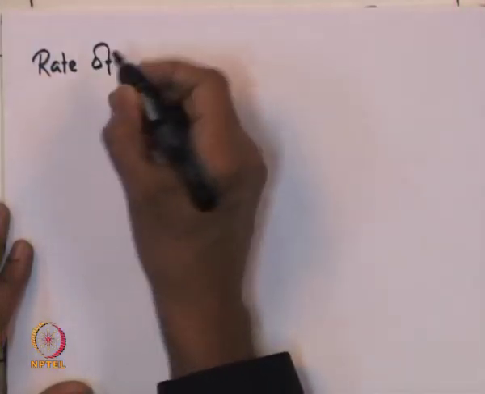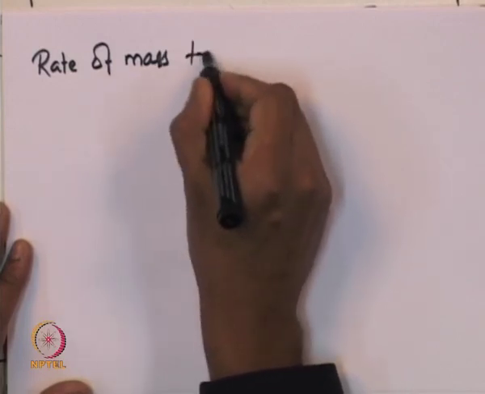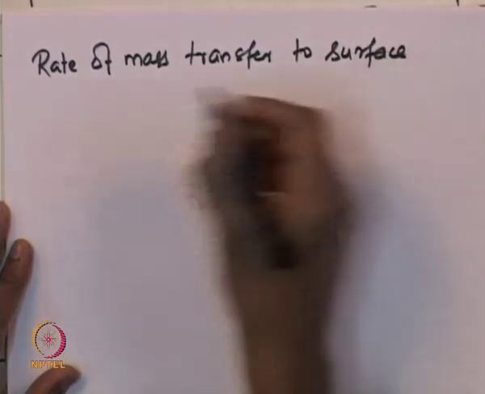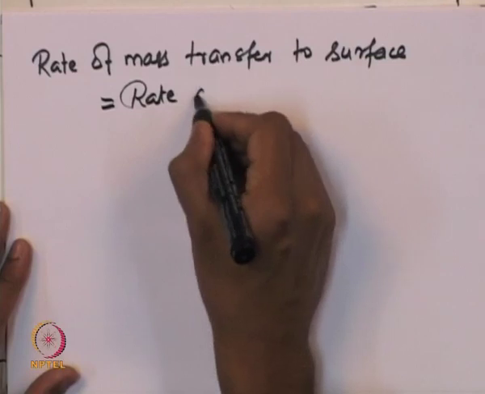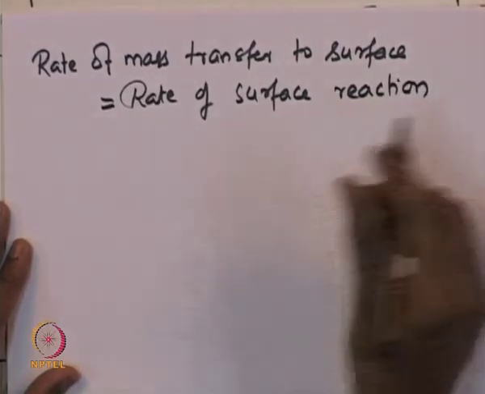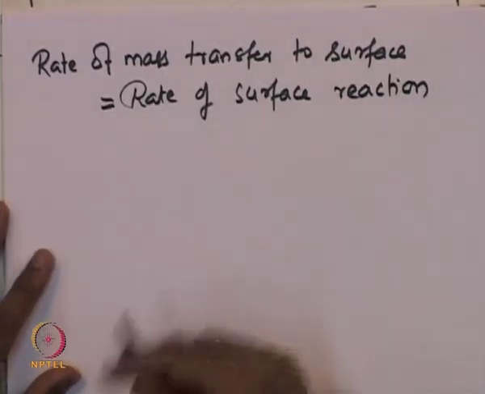we can observe that the rate of mass transfer to the surface is actually equal to the rate of surface reaction. Why is this? Because the property of the drugs is always such that the particles are expected to dissolve, and so this is a process where the particles are shrinking in size. So there is no ash layer which is present. Therefore, the rate of mass transfer to the surface should be equal to the rate at which it is being consumed for the surface reaction.